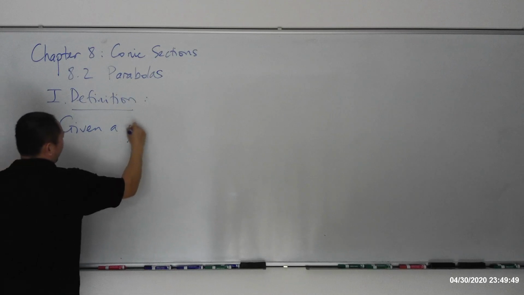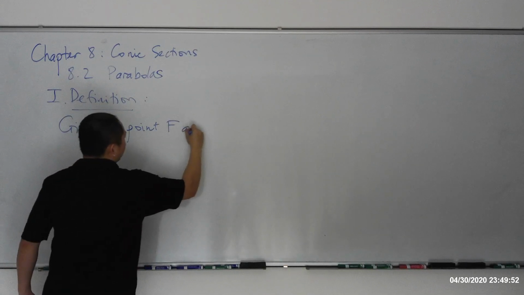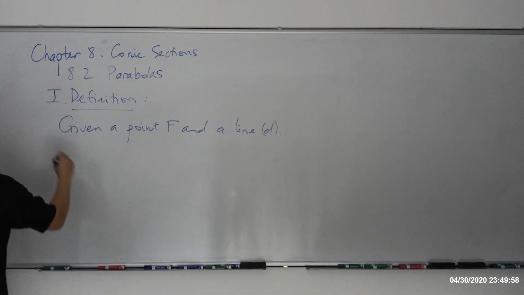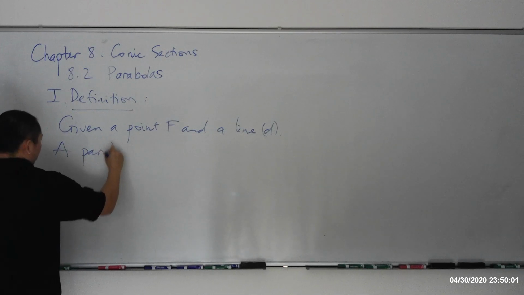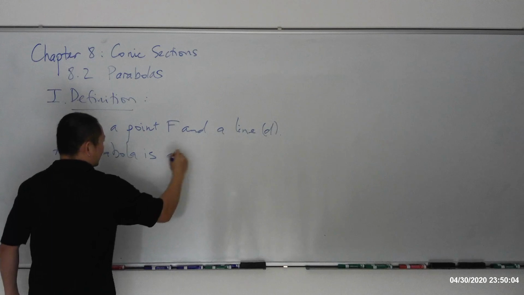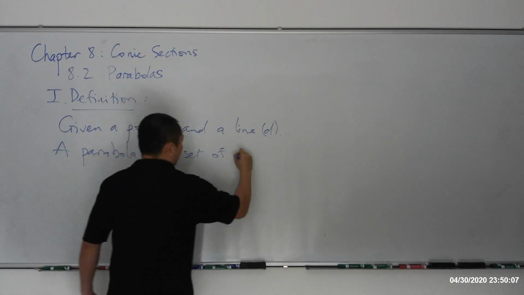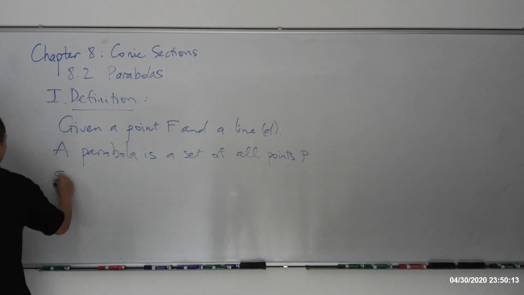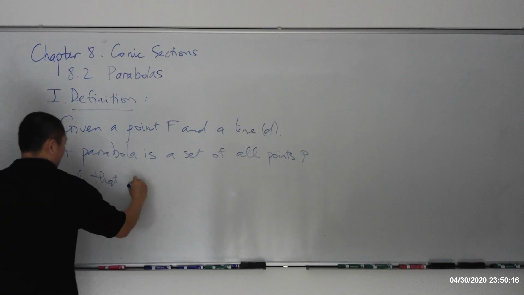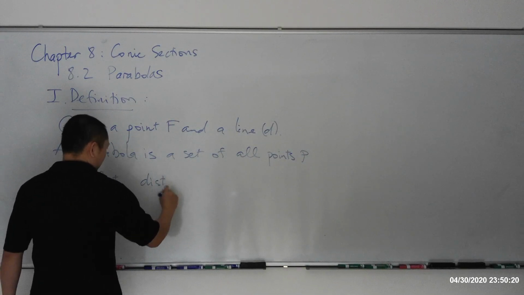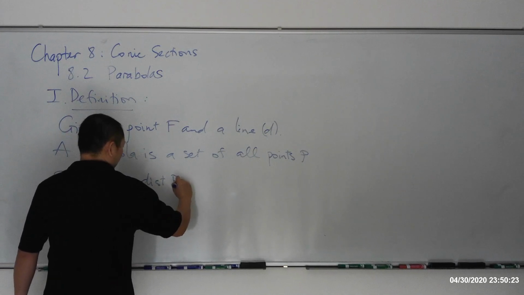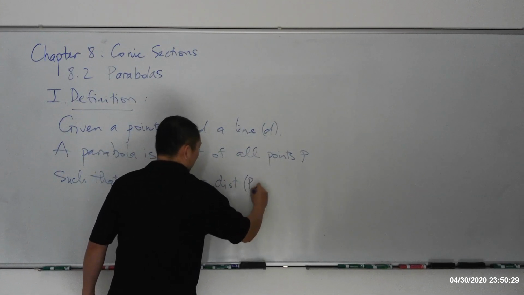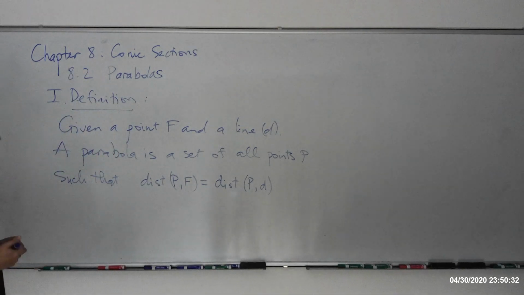Given a point F and a line D, a parabola is a set of all points P such that the distance, let me denote it by DIS, the distance from P to F is equal to the distance from P to D. Okay, that's the definition.